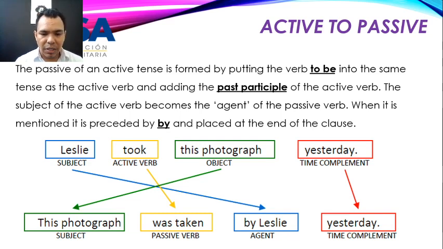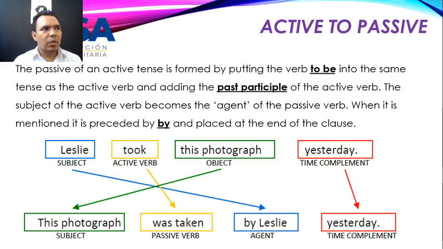This photograph was, and what's the past participle of the verb took? The past participle is taken. This photograph was taken. Who made the action? The action was made by Leslie. So I want to include Leslie in the passive voice. I need to add the preposition by before that name. So, this photograph was taken by Leslie. Time complements always go at the end of the sentence. It's the last part of any English sentence. So, this photograph was taken by Leslie yesterday.